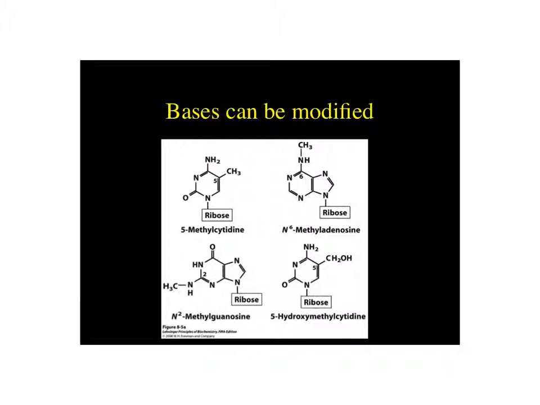So, these are just some of the others. Methylation is easy. They can be acetylated. They can also be reduced or oxidized and things like that we've seen. Alkylated.